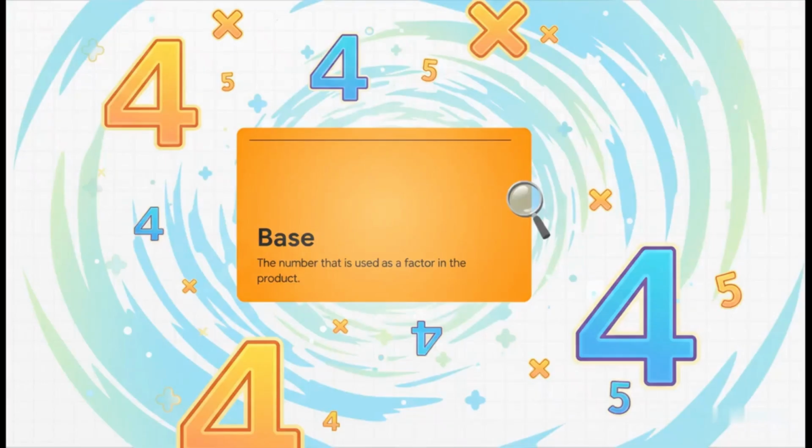First, let's talk about the base. That's the big number on the bottom. I like to think of it as the star of the show. It's the number that's actually getting multiplied over and over again. So in our example, 4 to the 5th, the base is 4.